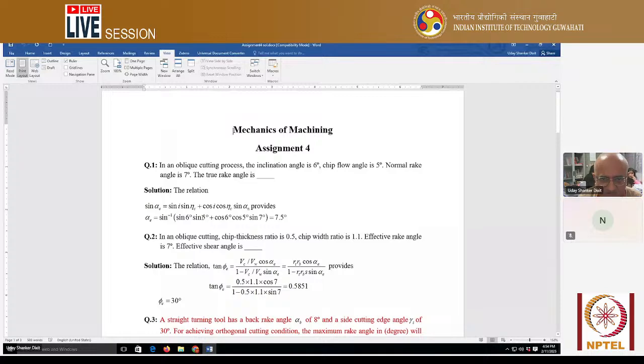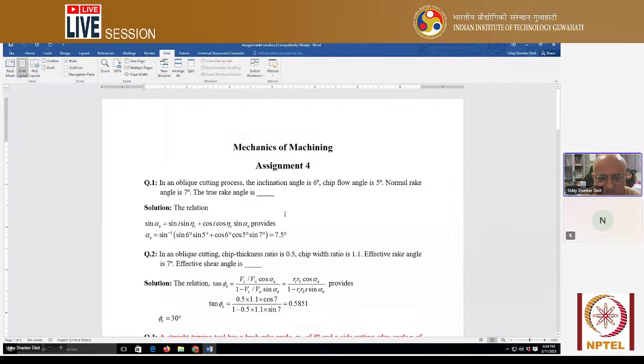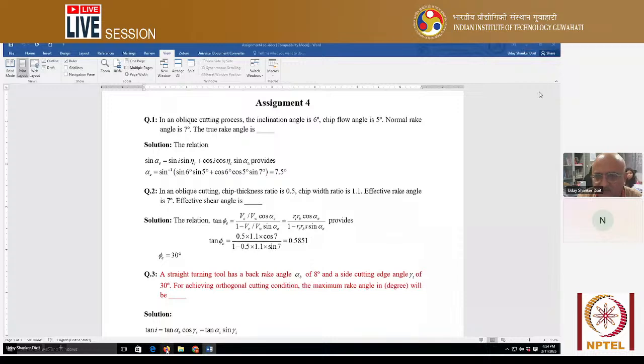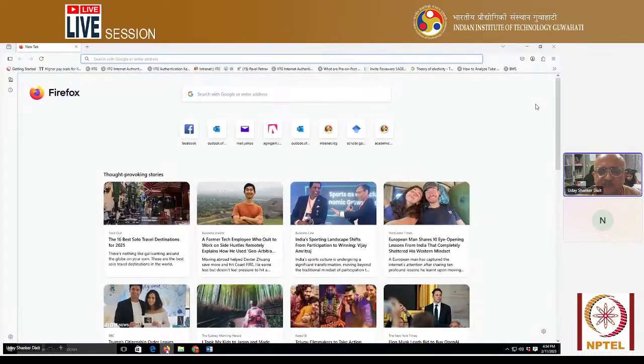Now suppose in an oblique cutting process, is it shown here or do I have to share? I think I have not shared yet. Let me share my screen, and after that you tell me whether it is visible or not. Entire screen. Tell me, is it visible? Hello? So assignment 4 is visible, okay.